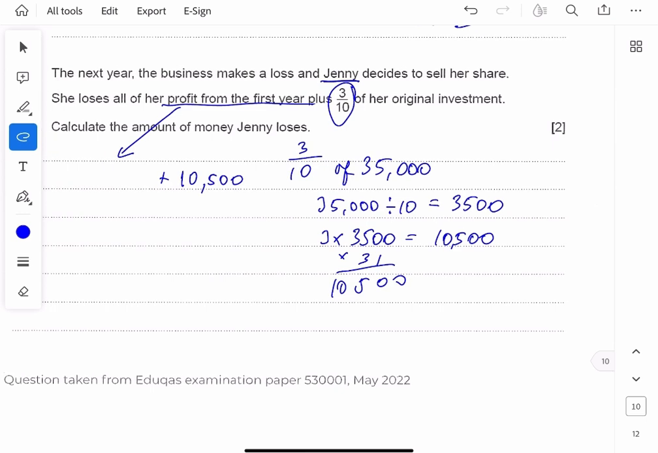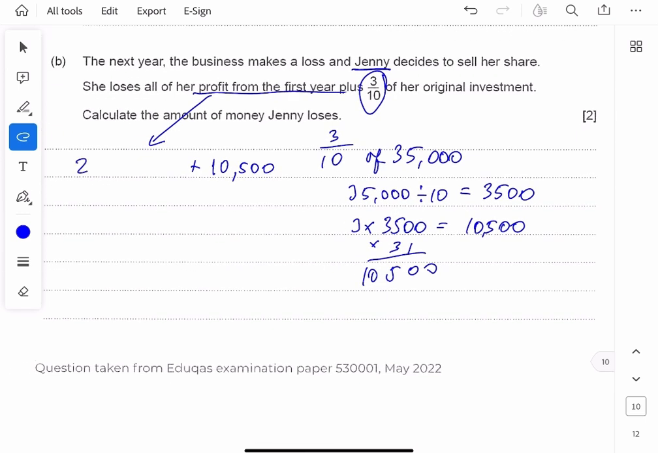$21,000. Okay, so 21,000 plus 10,500 will give us 31,500. So that is the amount of money Jenny loses.